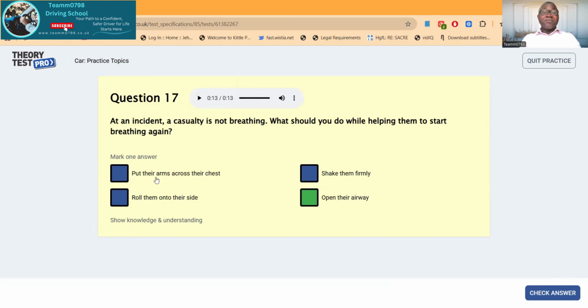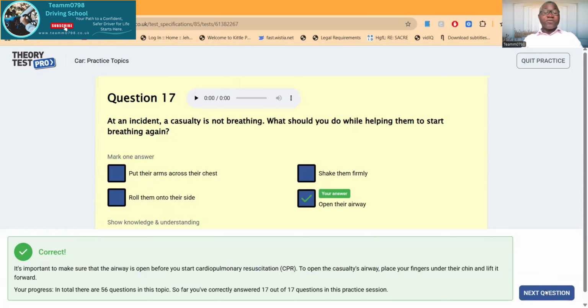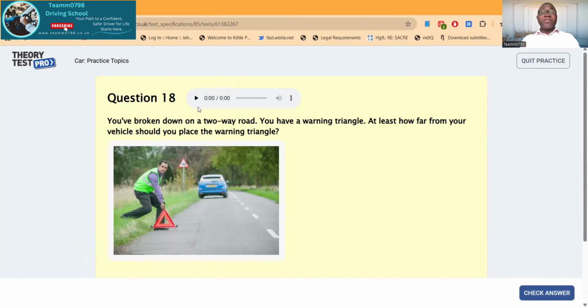Okay, put their arms across their chest. Okay, shake them. Please don't shake them firmly. Roll them onto their side. All of this sounds sensible, these two, but open their airways sounds more plausible to me. Okay, I'm glad that's correct as well. So always check their airway is clear so that they can breathe.